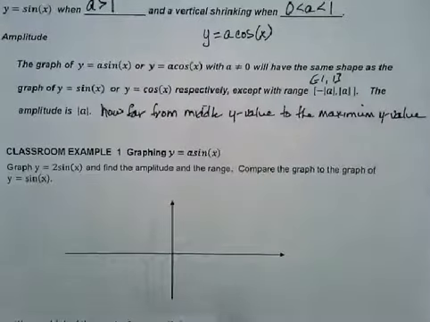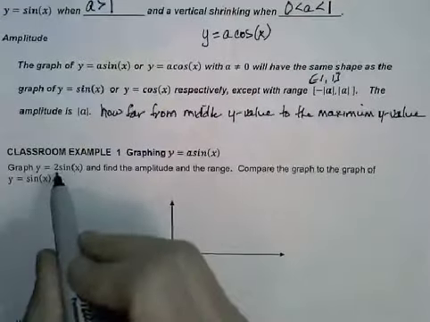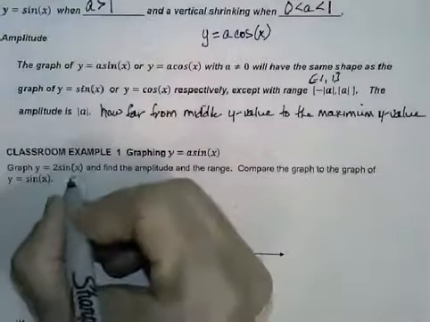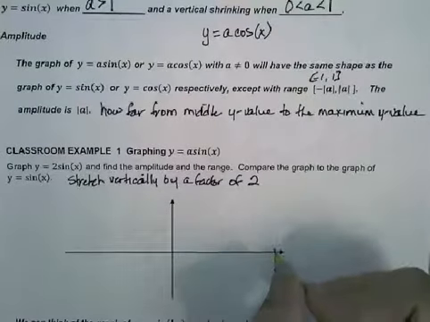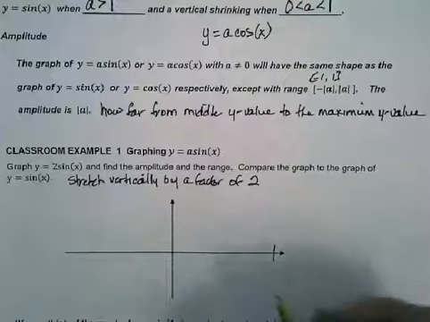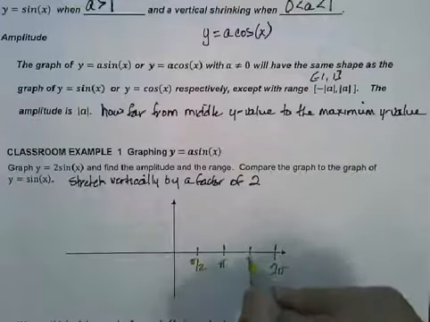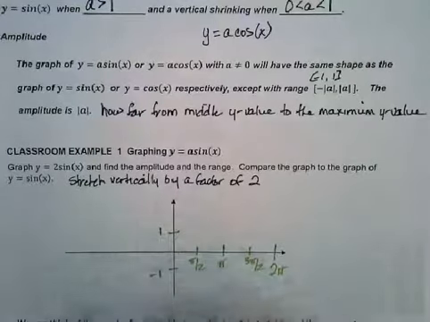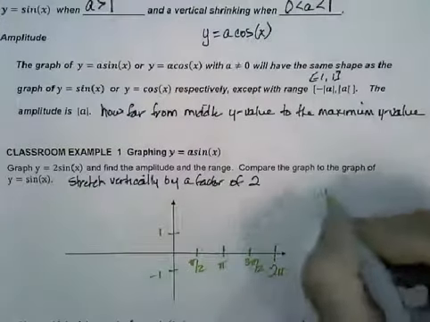Let's look at an example of this. If we want to graph y equals 2 sine of x, what this is going to do is it's going to stretch our graph vertically by a factor of 2. If we think about those 5 points that we would have on our basic sine graph, I'm going to plot those 5 points. So I'm going to take my period, which goes from 0 to 2 pi, first I'm going to plot my 5 basic points for just y equals sine of x.